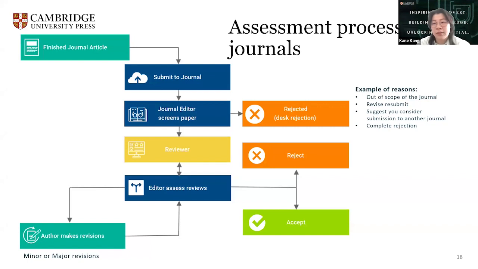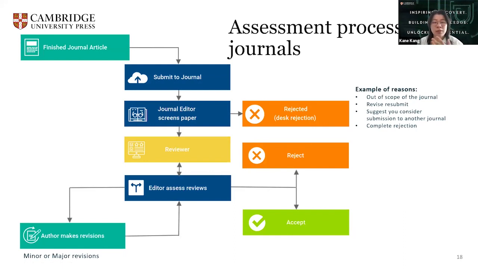This is an overview of a typical editorial and peer review process for a journal. It could vary, but this is the general way. When you finish your journal article, you submit it to the journal, and the journal editor screens the paper. If they think your paper is out of scope, they may suggest you consider submission to another journal, or give complete rejection. And that's what we call desk rejection.